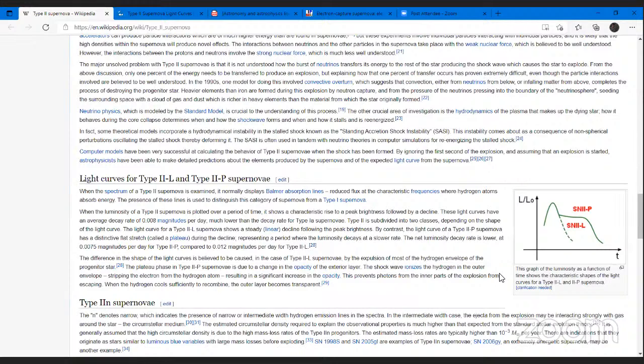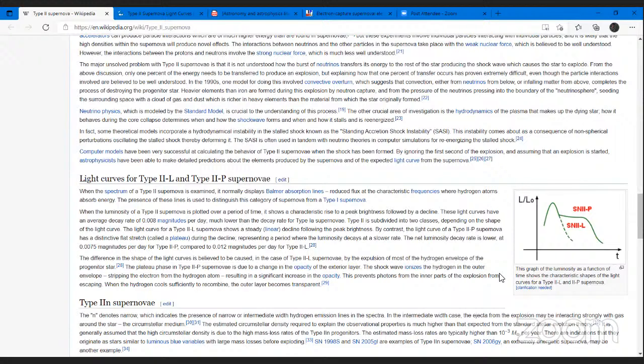In type 2L, the decay rate or the slope of this graph is much higher compared to type 2P, the plateau type. The decay rate of the linear type is higher than the plateau type, a basic inference. The net luminosity decay rate is lower at 0.0075 magnitudes per day for type 2P, compared to 0.012 magnitudes per day for type 2L.